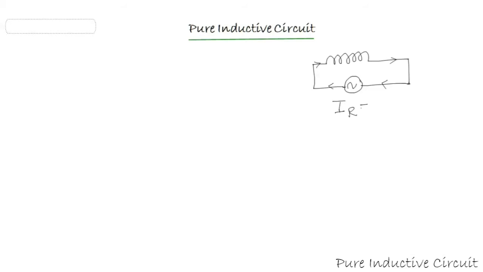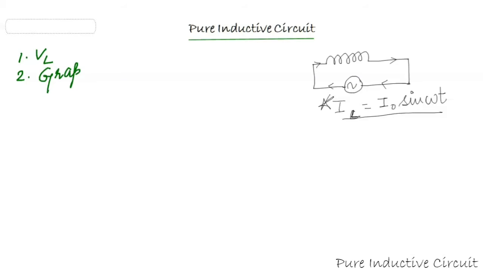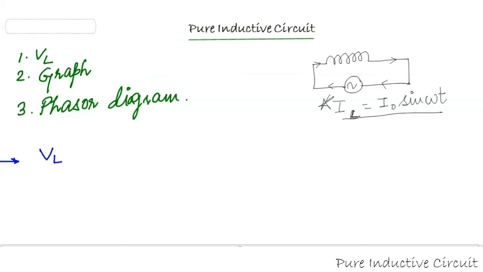IL equals I naught sine of omega t. This is given. We need to find, in the first case, VL. First we need to find VL, second we need to draw the graph, and third is the phasor diagram. So first case is VL.